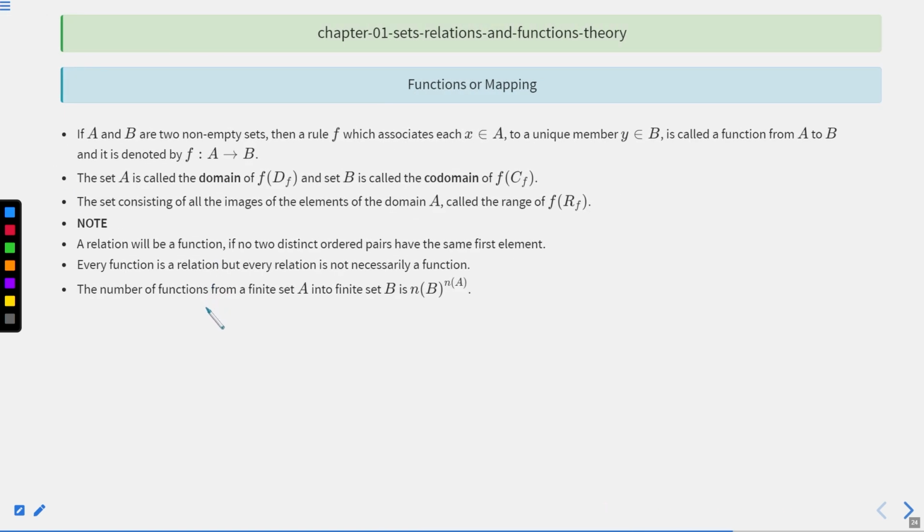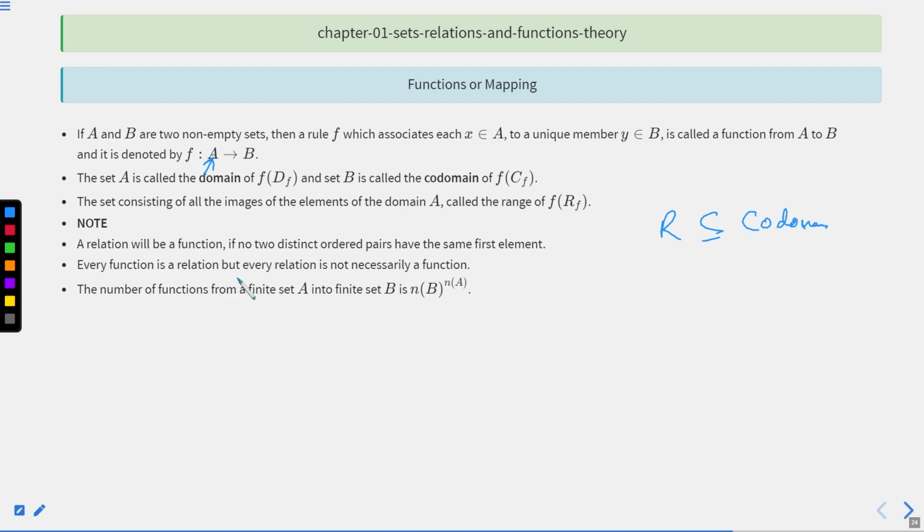Now, let's come to mapping or functions. Let A and B be two non-empty sets. Then a rule f which associates each x belonging to A to a unique member y belonging to B is called a function from A to B and is denoted by f: A to B. The set A is called the domain of f, or D(f), and set B is called the codomain of f, or C(f). The set consisting of all the images of the elements of A is called the range of f, right? So range is a subset of codomain.